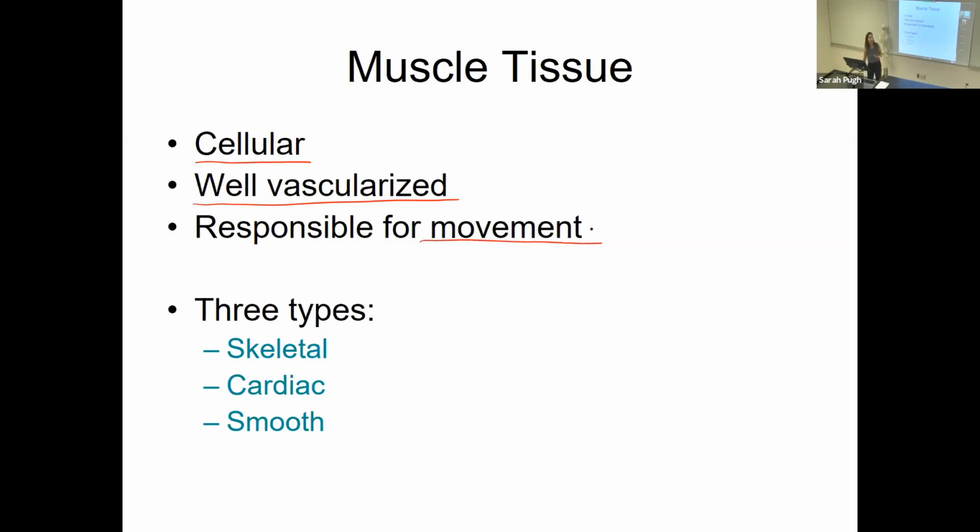Whether we're talking about movement you can see on the outside or movement on the inside, like your heart is helping to move blood, or your smooth muscle, which lines your hollow organs, is helping to propel substances through the inside of your body. So we have three kinds that we'll walk through: skeletal, cardiac, and smooth muscle.